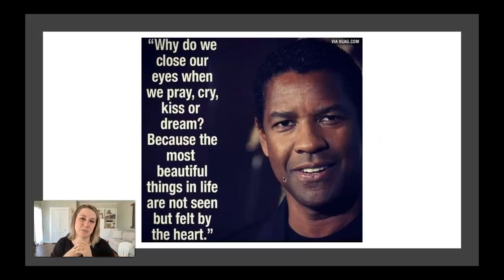So Gestalt counselors spend time helping clients focus on embodied emotion. And this focus can take intentionality to achieve, especially for people who've grown increasingly rigid about shutting off their awareness. So I like this quote here. Why do we close our eyes when we pray, cry, kiss, or dream? Because the most beautiful things in life are not seen, but felt by the heart.